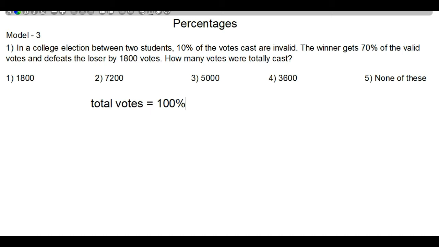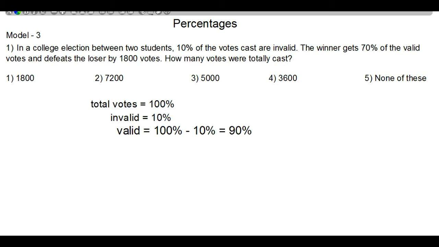Now as given in the question, 10% of the votes cast are invalid. So very clearly the invalid votes will be equal to 10%. Now from this we can say that the number of votes which were valid will be equal to the total, that is 100%, minus the percentage of invalid votes, which is 10%. So this comes out to be 90%.